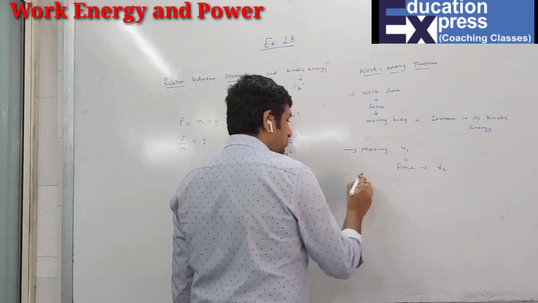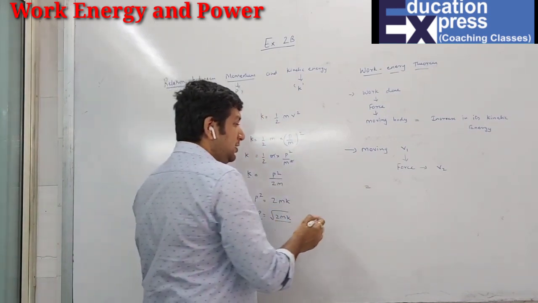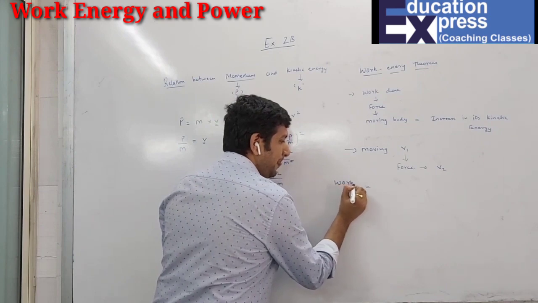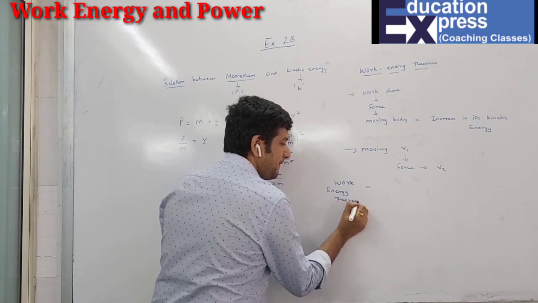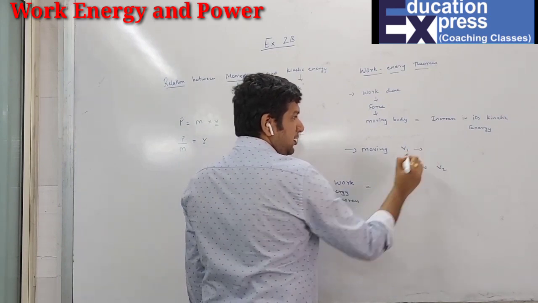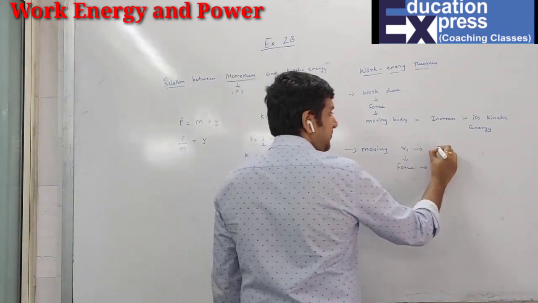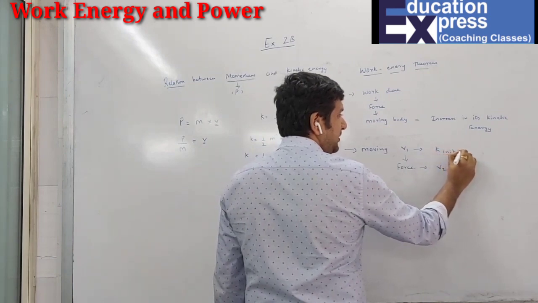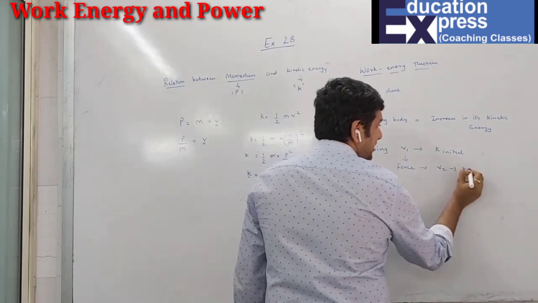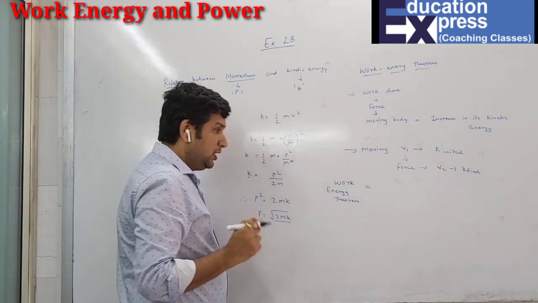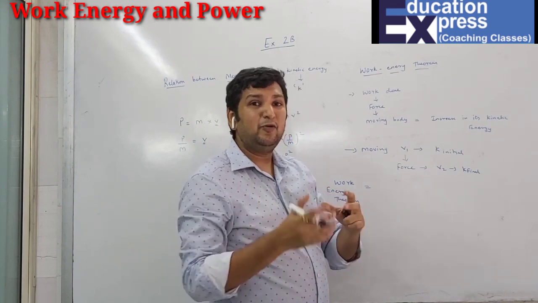Here we just have to prove the work energy theorem. When it was moving with v1, the initial velocity, the kinetic energy was the initial kinetic energy, and after increasing the velocity, this is the final velocity, hence the kinetic energy is the final kinetic energy. So the work done by the force is equal to the increase in the kinetic energy.